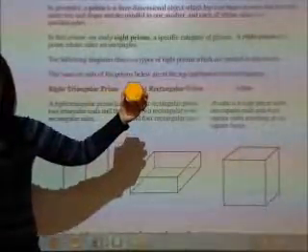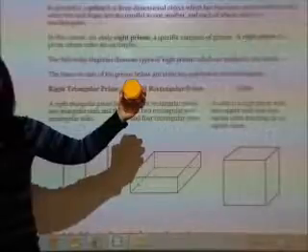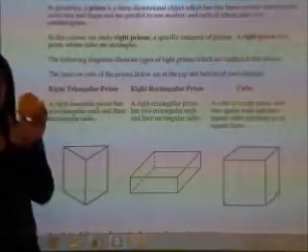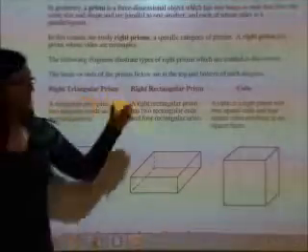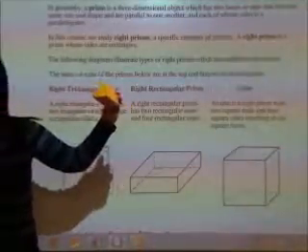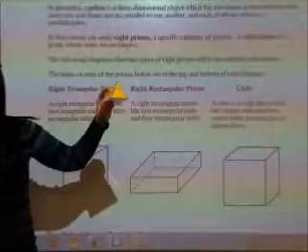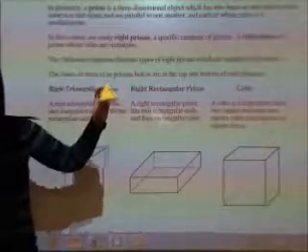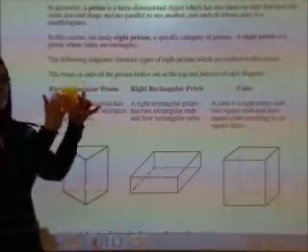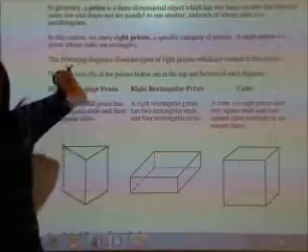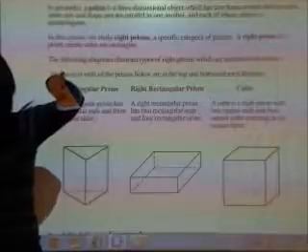So this would be called a hexagonal prism because the base is the hexagon. This is what? Triangular prism. Because even if I set it like this, the lateral faces are my rectangles, it's the triangle that forms the name, it forms the base.